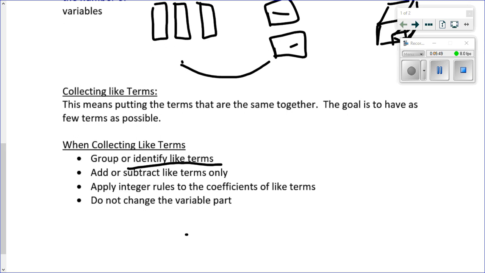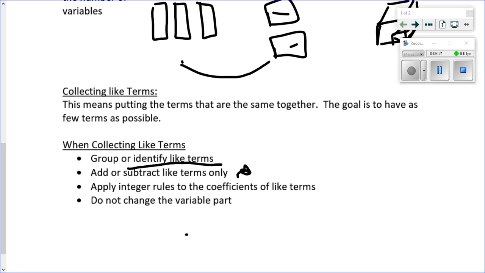Now, when we're grouping it, it's all about addition and subtraction. Okay, that is a big one. Remember, what we were looking at yesterday was multiplication and division. Don't care. You can multiply and divide anything you want. But grouping like terms applies for adding and subtracting. You can only add and subtract like terms. Integer rules and coefficients, everything's the same, and the variable doesn't change.